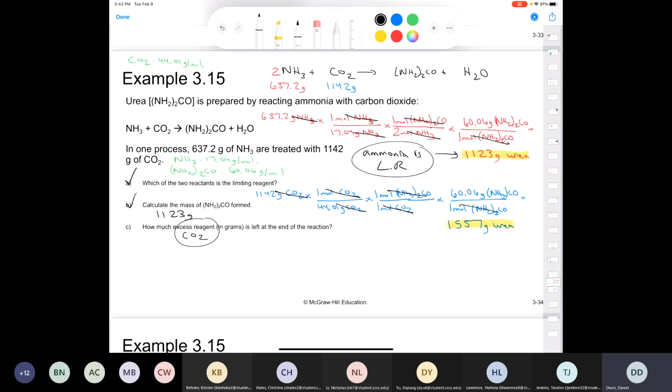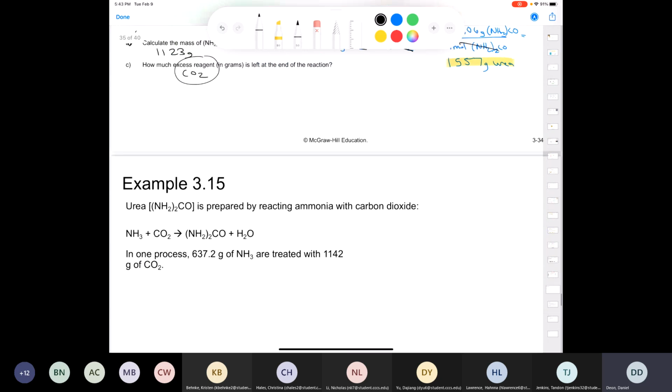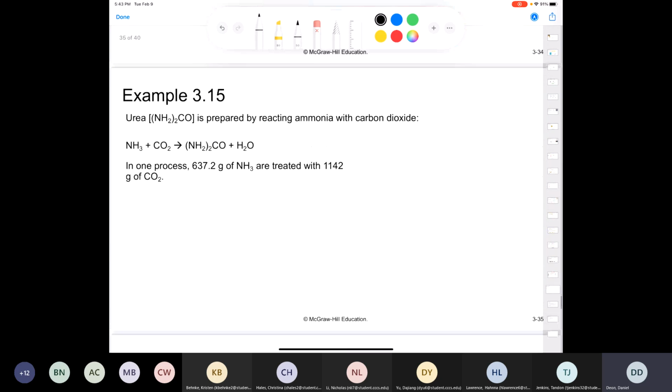Okay, well, what are we going to do? We're going to take the mass of ammonia. I'm going to balance my equation first. So I'm going to start with my mass of ammonia, which was 637.2 grams of ammonia. Since I know the ratio of ammonia to carbon dioxide is 2 to 1, I'm going to figure out exactly how much carbon dioxide was used up.